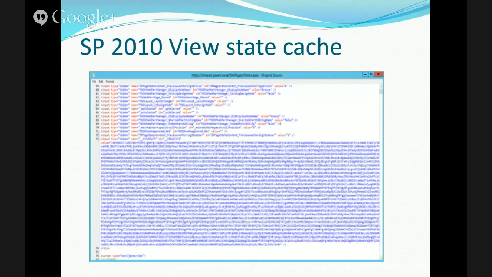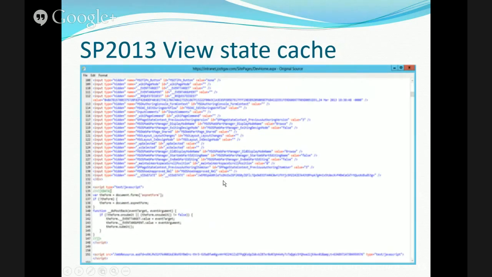In a 2010 page, when you look at the view source, you will see the view state, which has a lot of information. In 2013, you will notice that the view state is replaced by a GUID, and the GUID is accessed whenever the view state is required. So this is how they manage distributed caching. This does not really mean that the old caching methodology is gone. This is one of the options available to you in 2013.